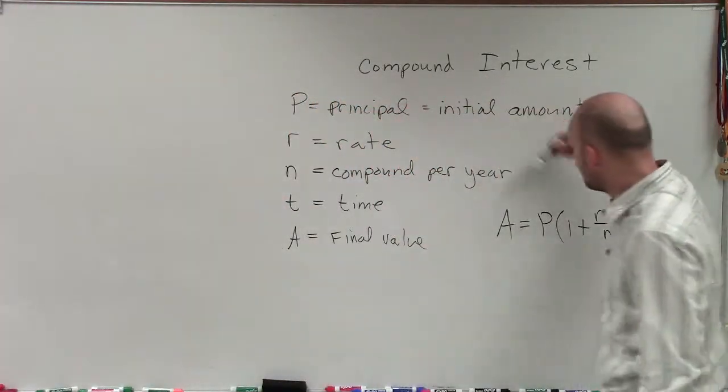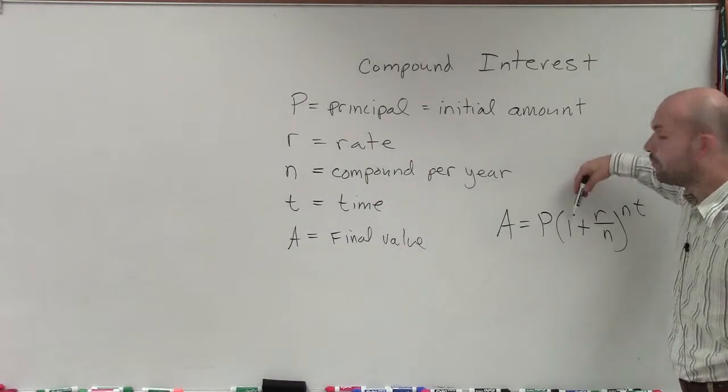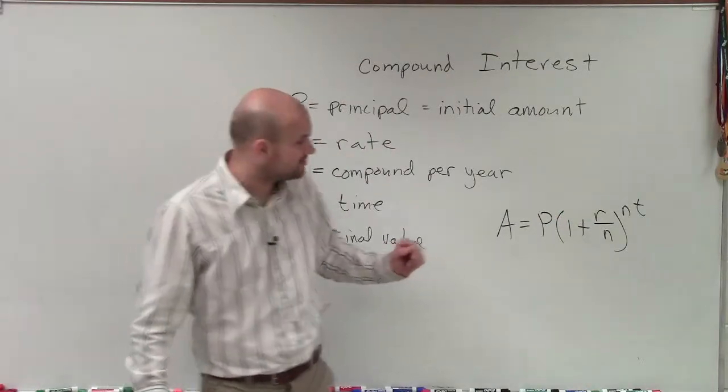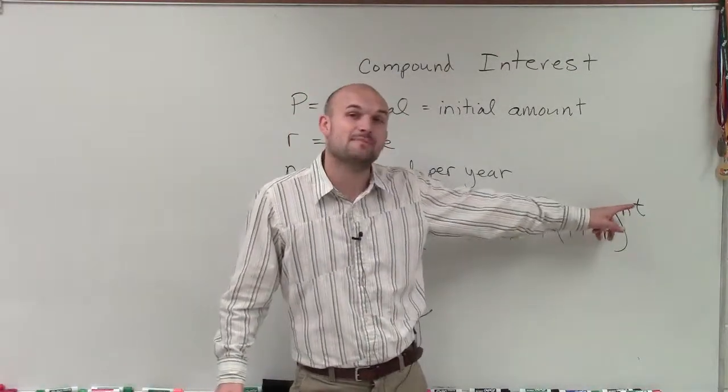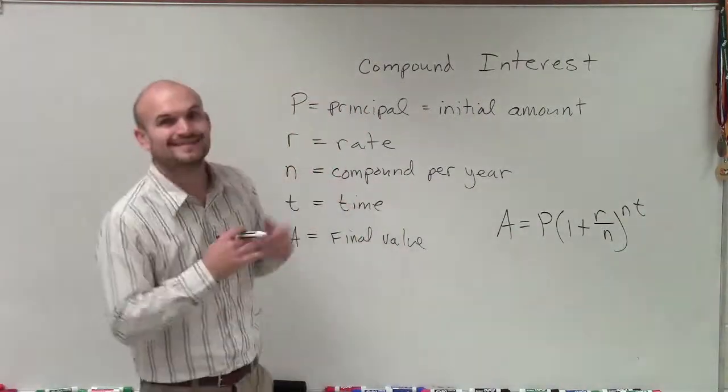So anyways, remember, A is going to equal your final value. P is going to represent your initial amount. 1 plus your rate divided by the number of times you compound per year, raised to the number of times you compound per year times T. So there you go, ladies and gentlemen. That is your introduction to compound interest.